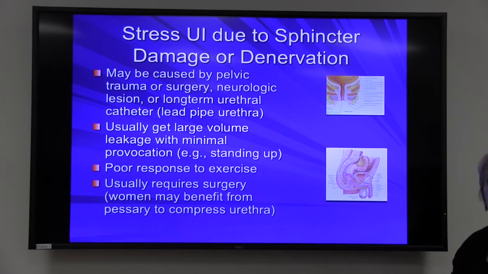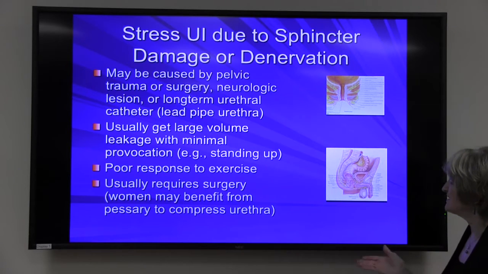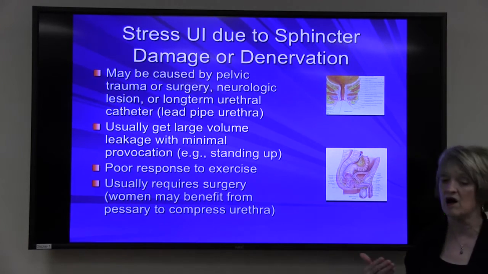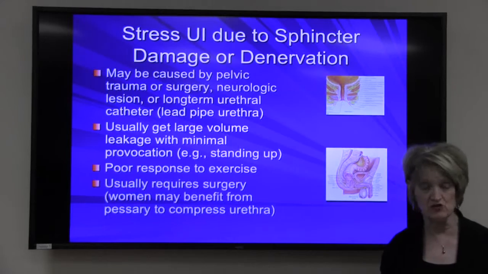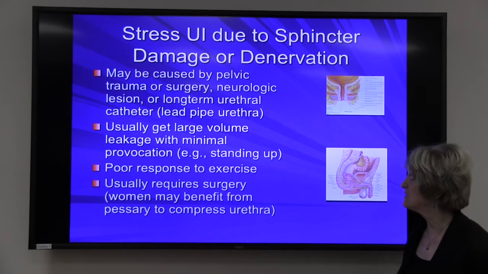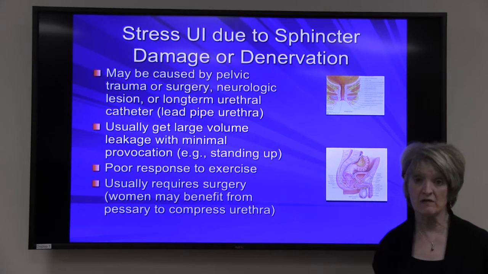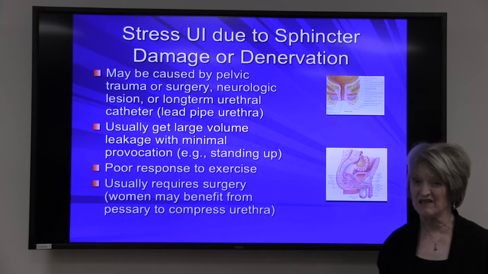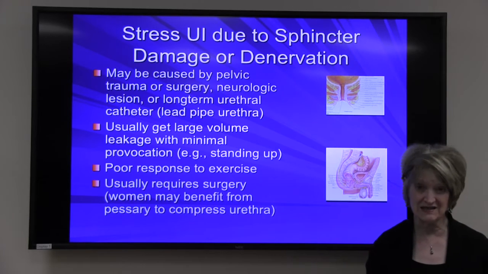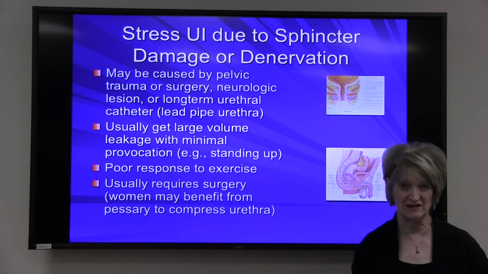Okay, and then the third reason for stress incontinence is direct damage or denervation to the sphincter muscle, which could be caused by major pelvic trauma, recurrent surgical procedures in the pelvis, most commonly by neurologic lesions, and occasionally by long-term use of urethral catheters that just destroys the elasticity and the contractility of the urethra.